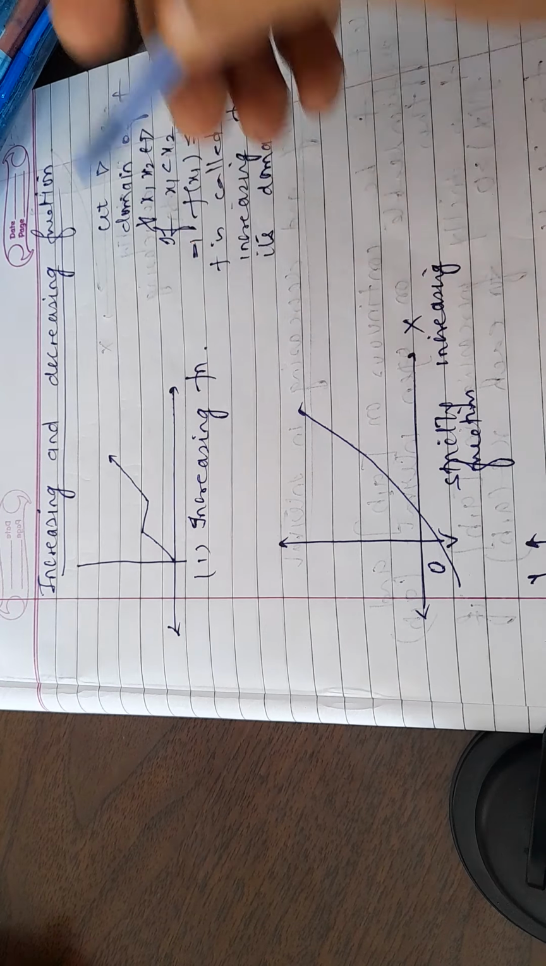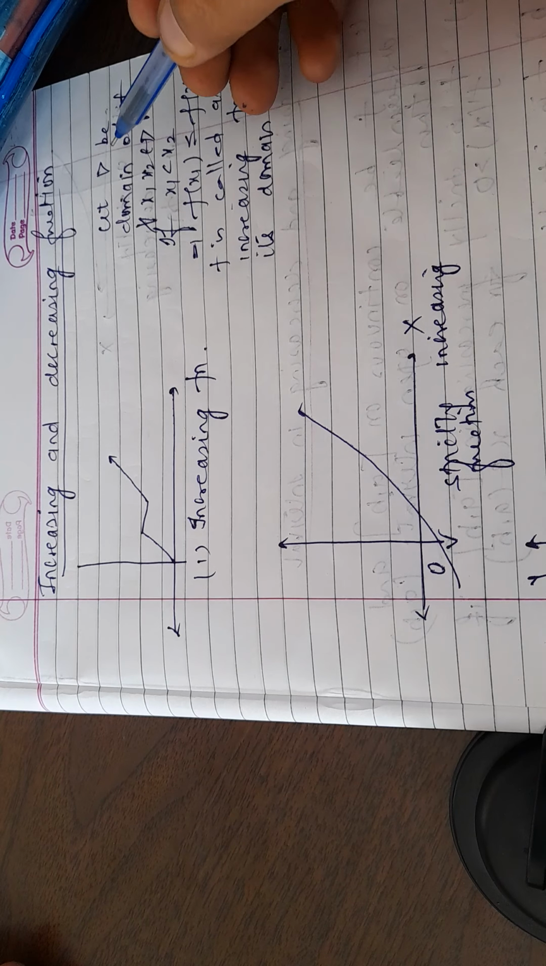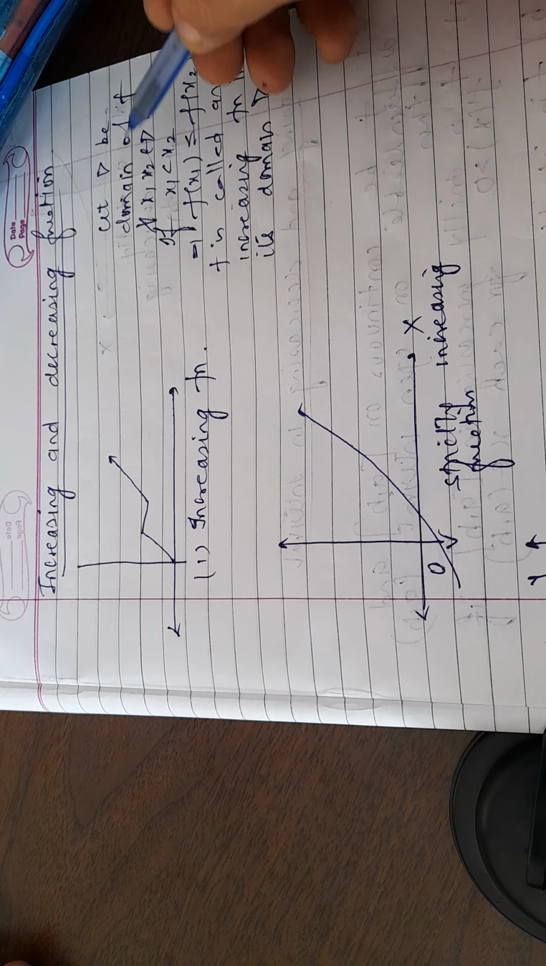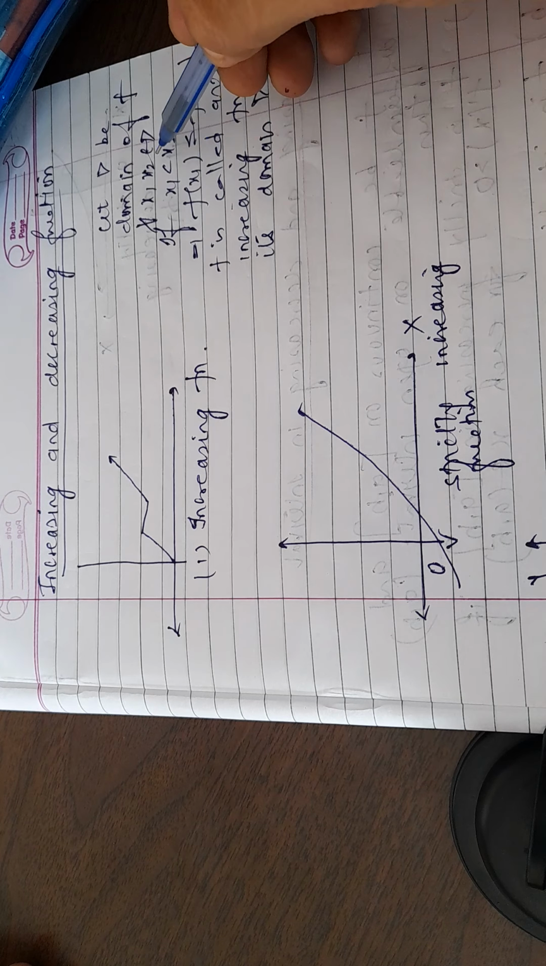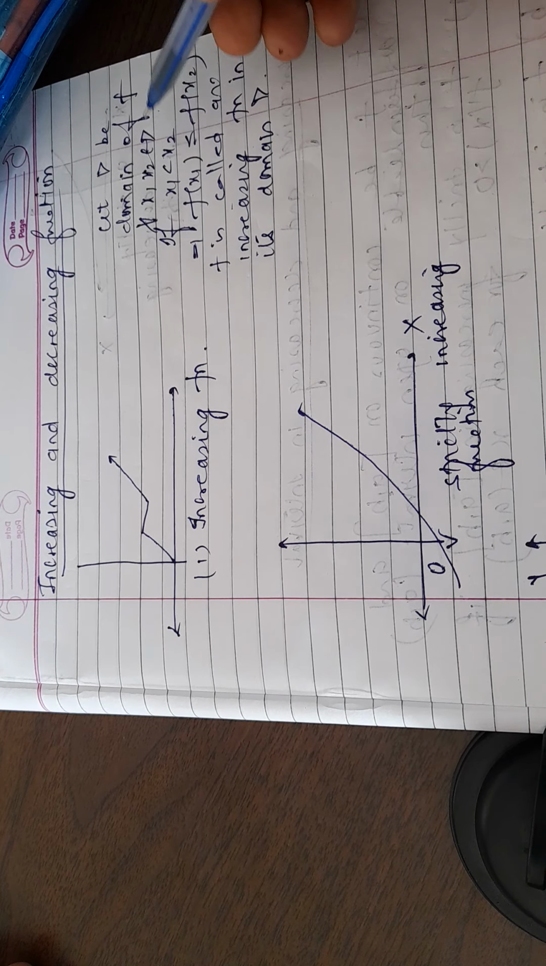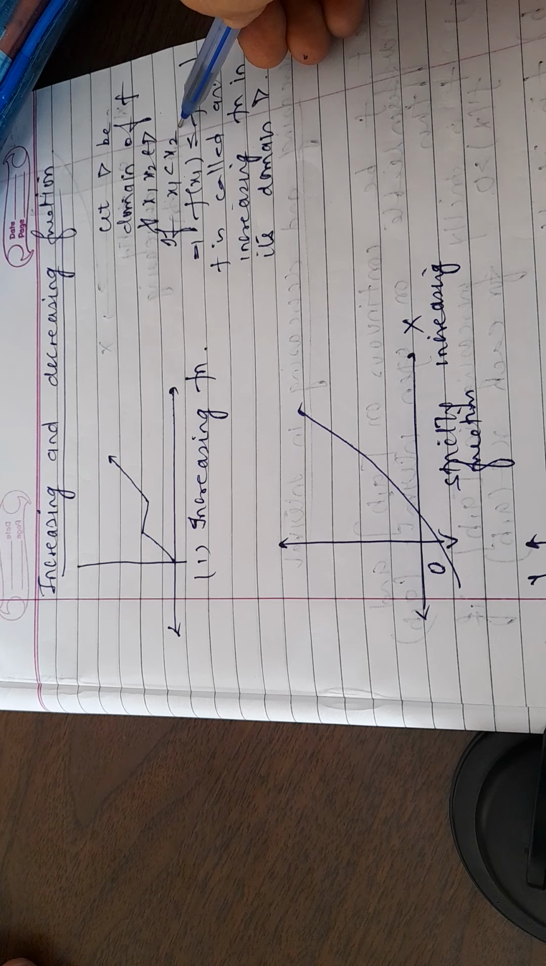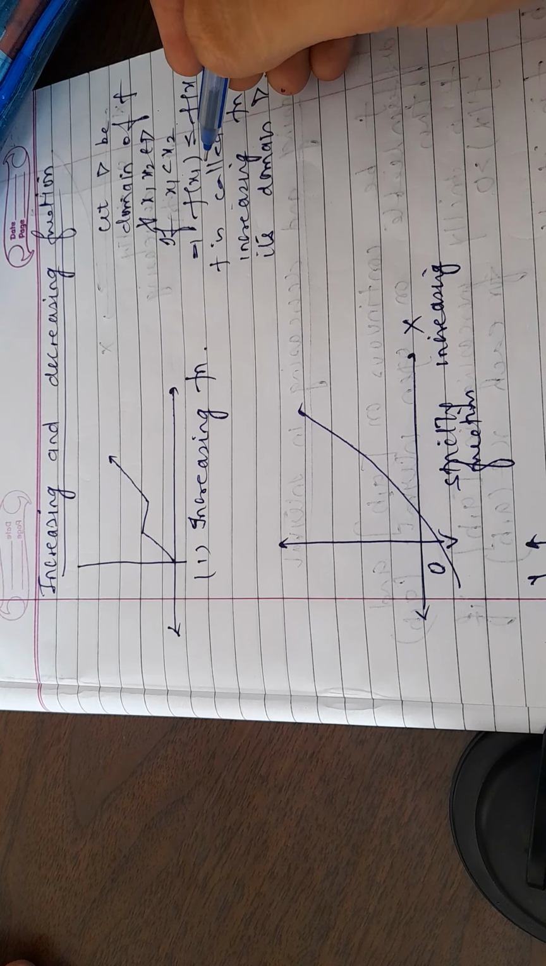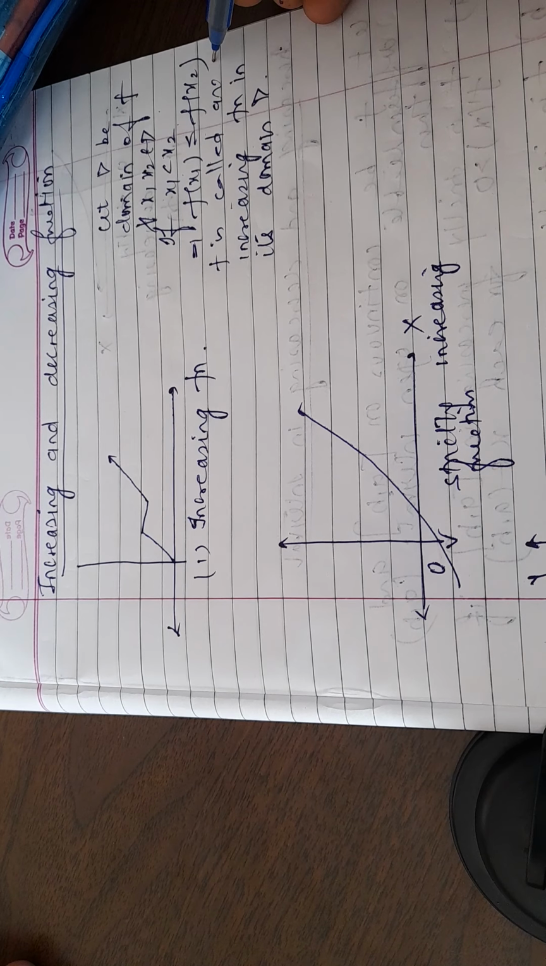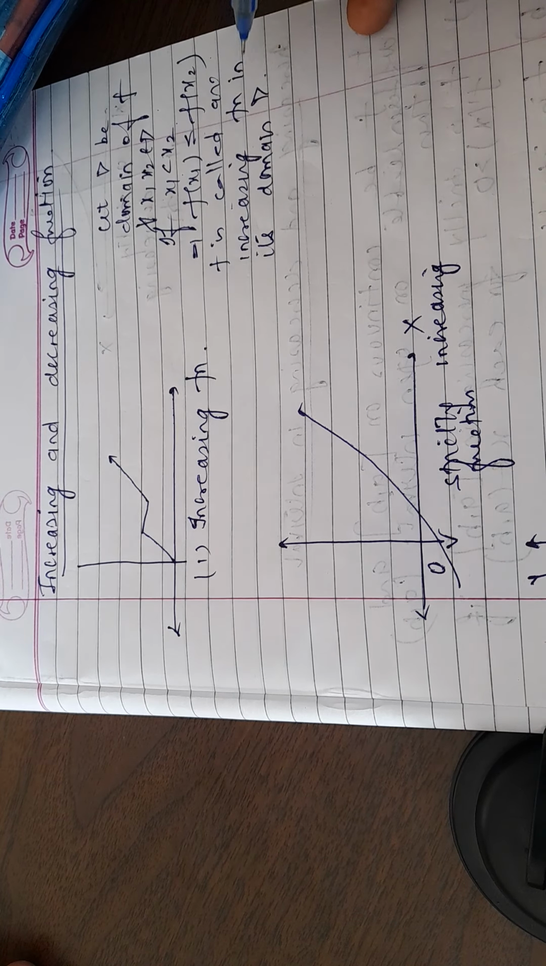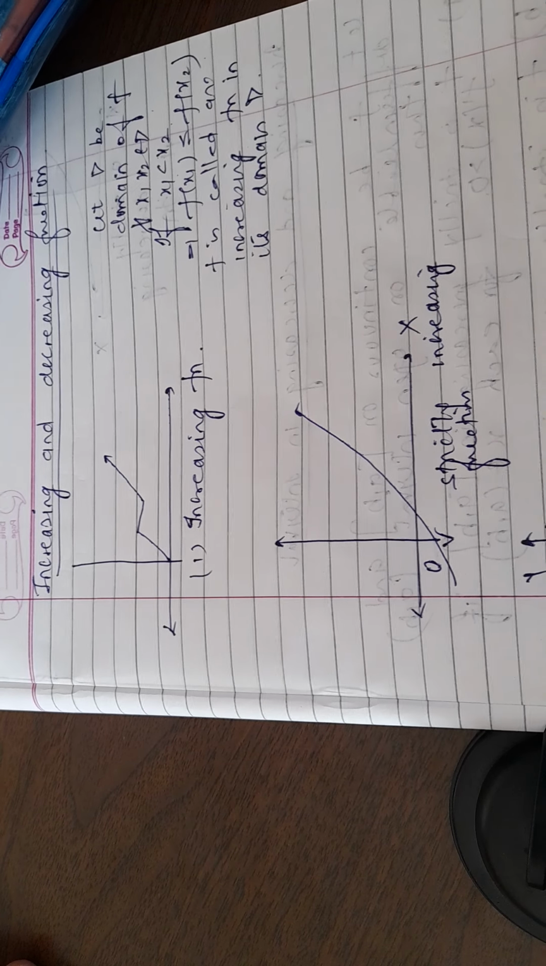So when the function is said to be increasing function, for the domain defined of the function, if you choose any two values x1 and x2 from the domain such that x1 is less than x2, and when that value is substituted in the function, you get f of x1 is less than or equal to f of x2, we say that the function is increasing function in its domain D.